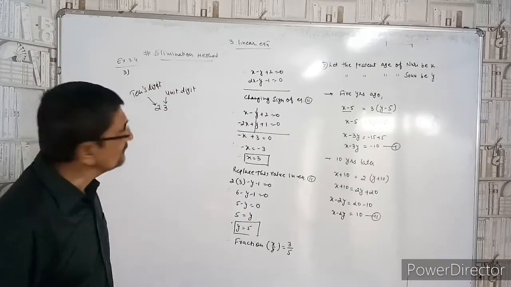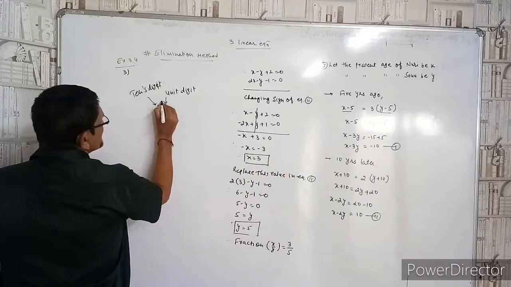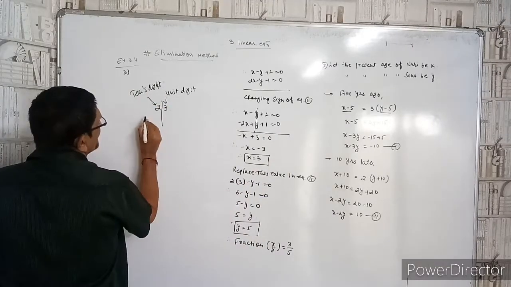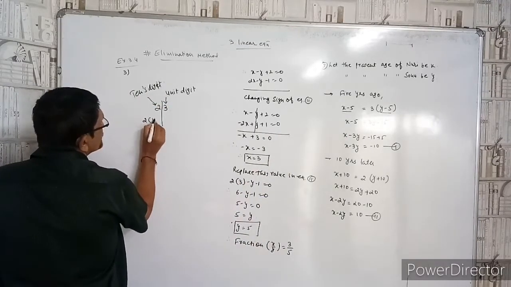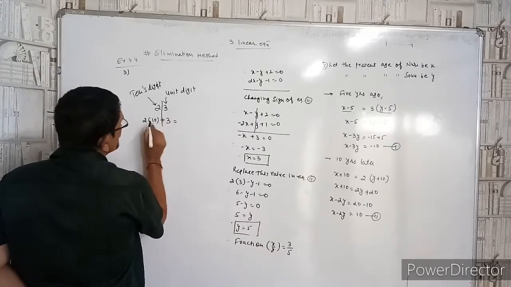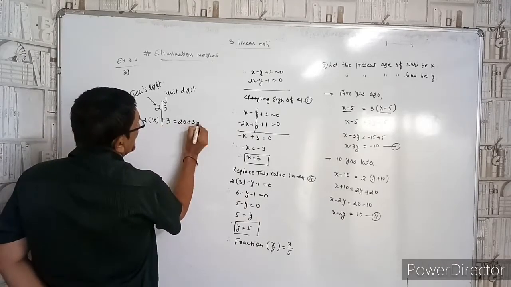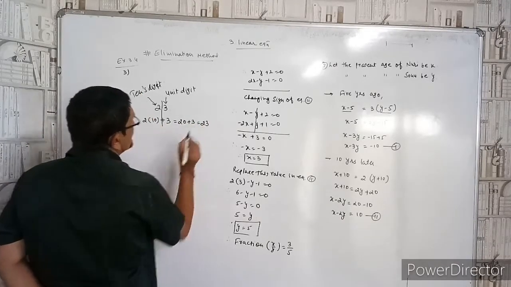Okay, so how is this number actually formed? Here we can say that the tens digit will be multiplied by 10. So 2 will be multiplied by 10, plus the unit digit. So 2 tens are 20, plus 3, and hence it becomes 23.